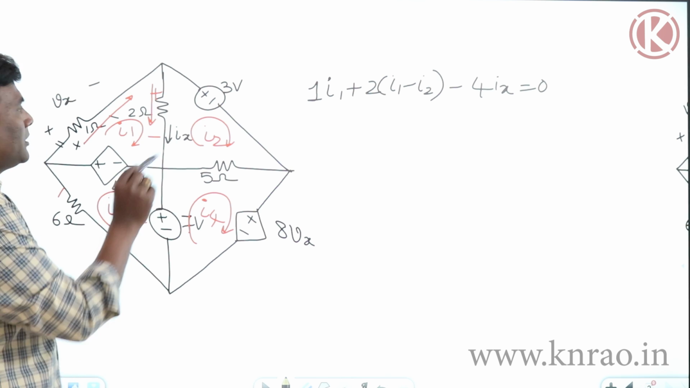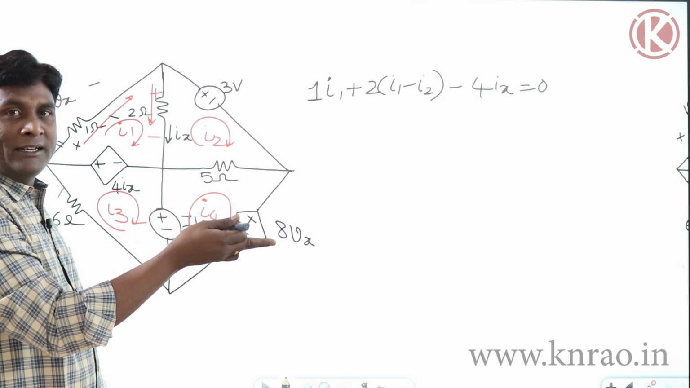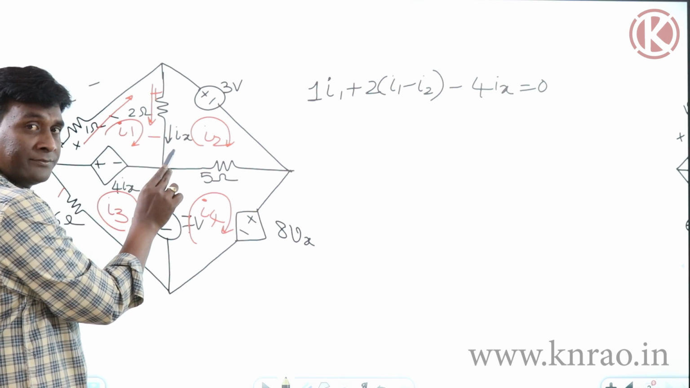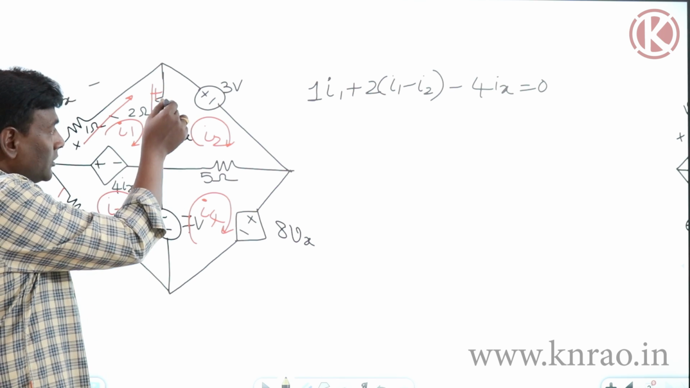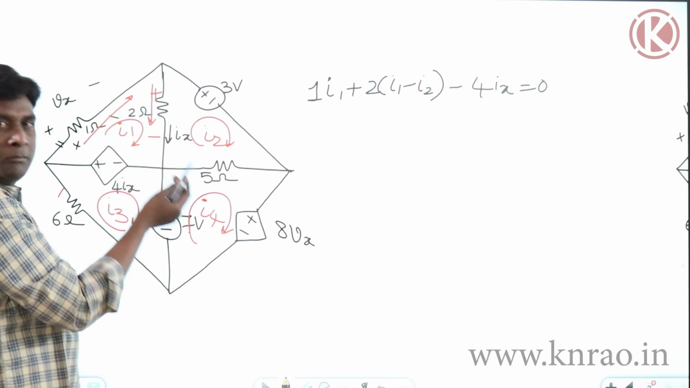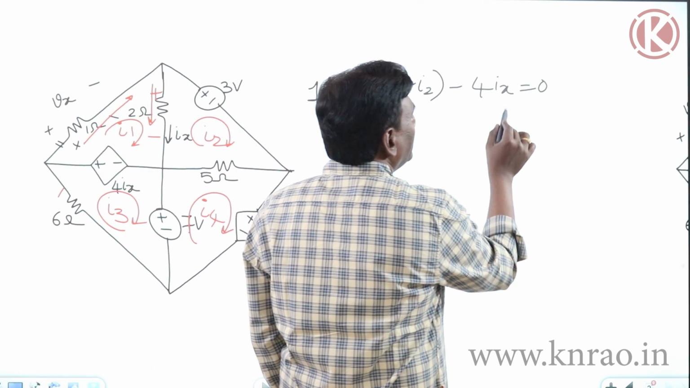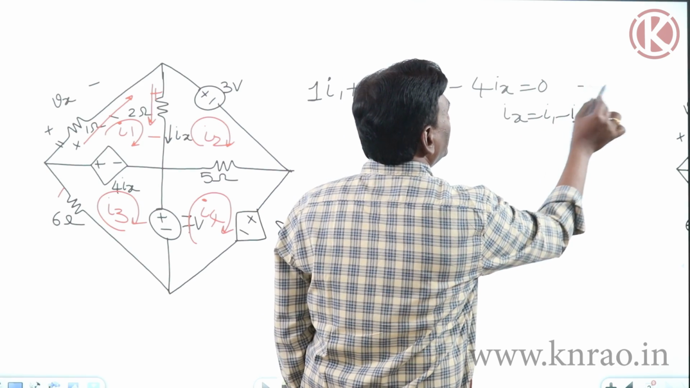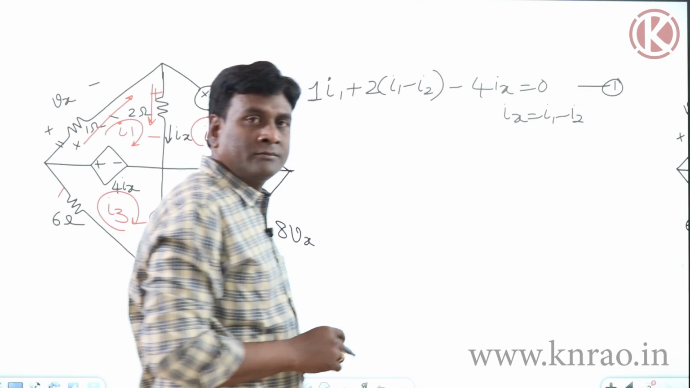Everything should be in terms of I1, I2, I3, I4. For example, Ix should be renamed in terms of I1, I2, I3, I4. Where is Ix? Ix is here, in the downward direction. Downward direction current is how much? I1 minus I2. So Ix equal to I1 minus I2 is going to be the first equation.